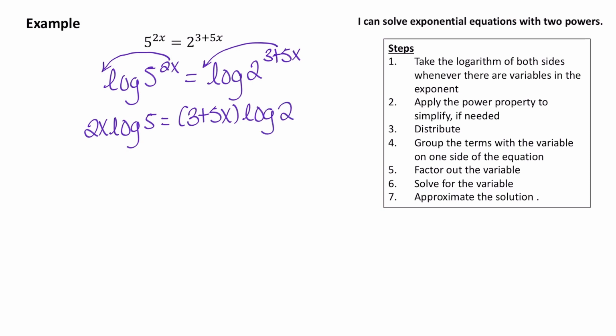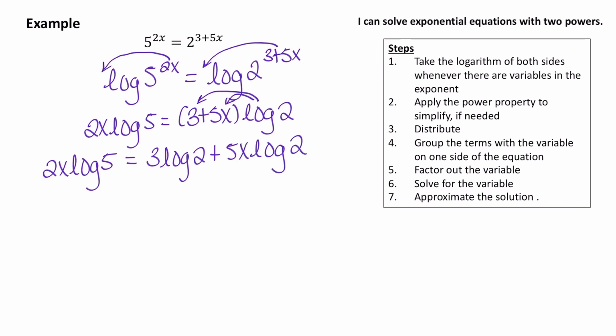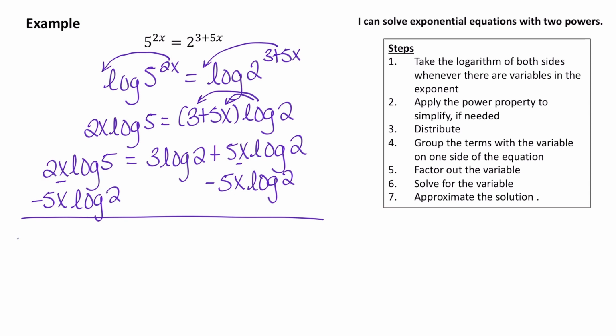So what I'm going to do now on the right side is distribute that log of 2, and you're going to see why I did this in the next step when we move all the terms of the variable to one side. So we have 2x log 5 equals 3 log 2 plus 5x log 2. Notice I have a term with an x here and a term with an x here. So I'm going to subtract 5x log 2 from both sides in order to get all the terms with a variable on one side of the equation. When we do that, we get 2x log 5 minus 5x log 2 equals 3 log 2.